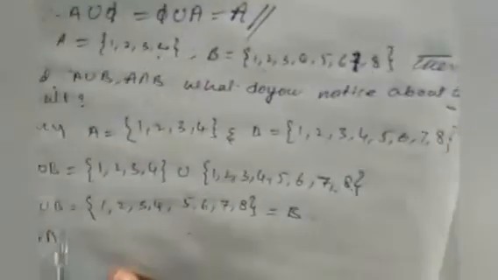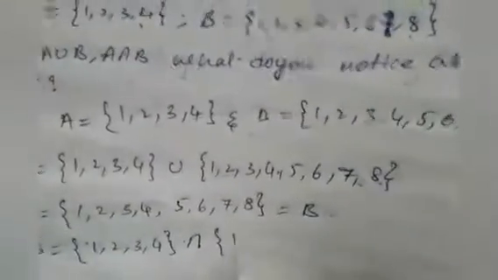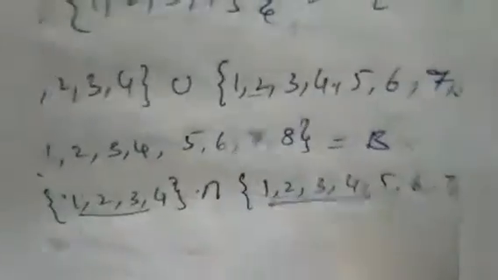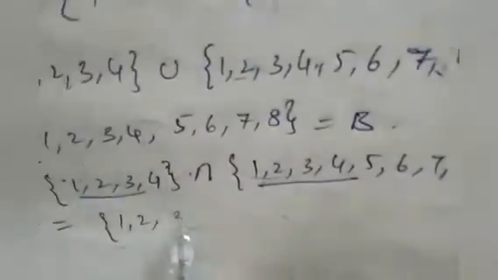And A intersection B is equal to, A intersection B. What is the A value? Set A 1 comma 2 comma 3 comma 4, intersection 1 comma 2 comma 3 comma 4 comma 5 comma 6 comma 7 comma 8. It is the B value, B elements. Then A intersection B is equal to, so intersection means all common elements present in A and B. Common elements 1 2 3 4. Here also 1 2 3 4. Now you can write 1 comma 2 comma 3 comma 4.